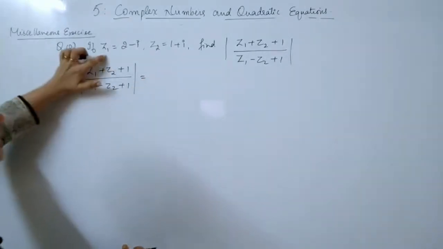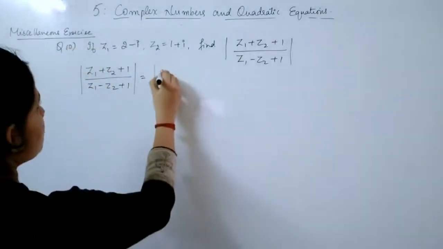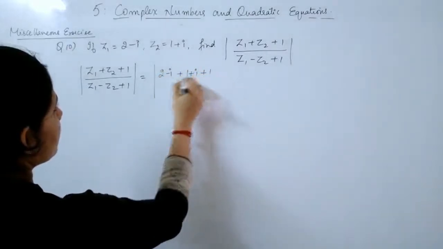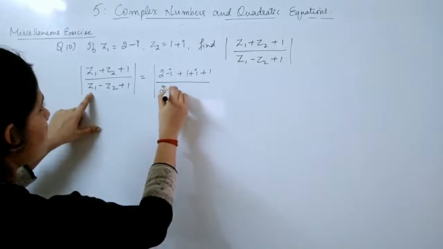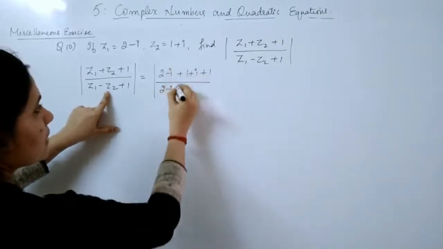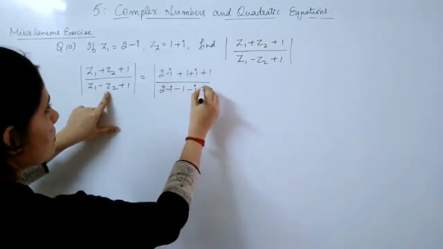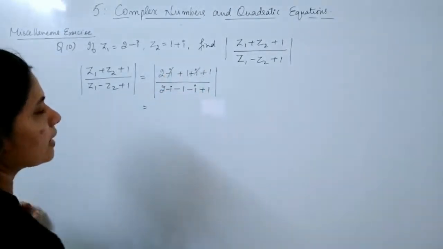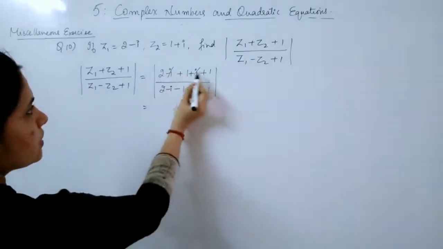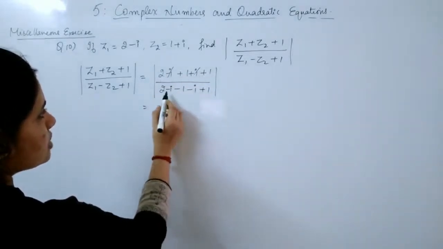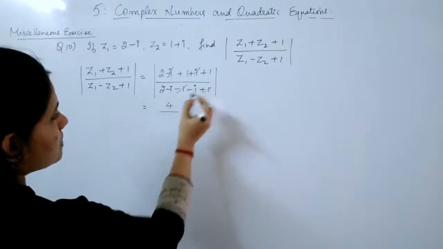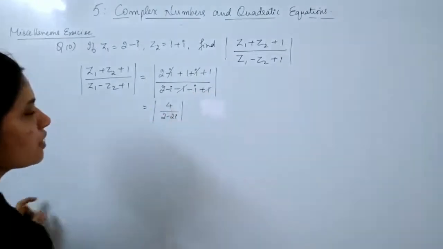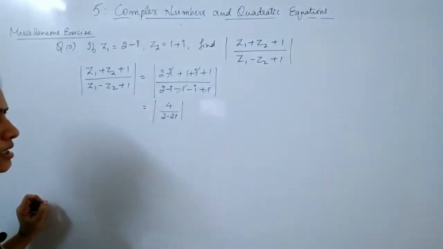So the question is z1 plus z2 plus 1 divided by z1 minus z2 plus 1, which is equal to, z1 is 2 minus I. So you'll get modulus of 2 minus I plus 1 plus I plus 1 divided by, again 2 minus I minus of 1 plus I will give you minus 1 minus I plus 1, which is equal to, now you can see negative I and positive I get cancelled. 2 plus 1 plus 1, 4 divided by, here 1 and minus 1 get cancelled, so that you will get 2 minus 2i. So modulus of 4 by 2 minus 2i is required.